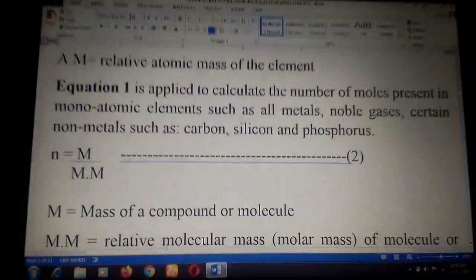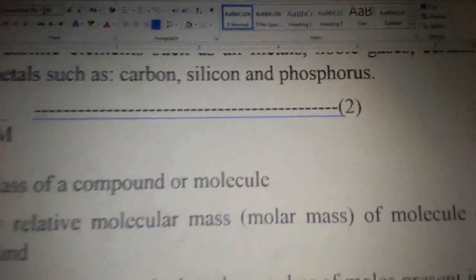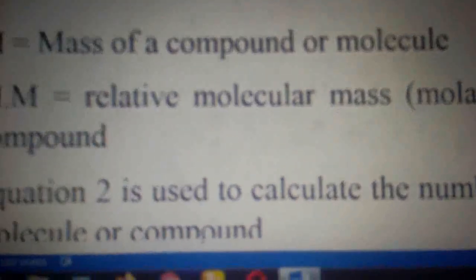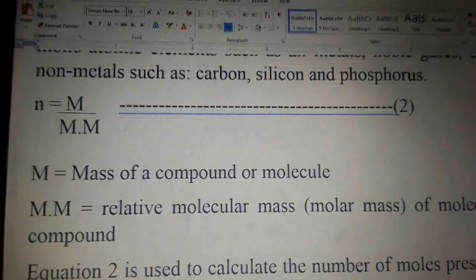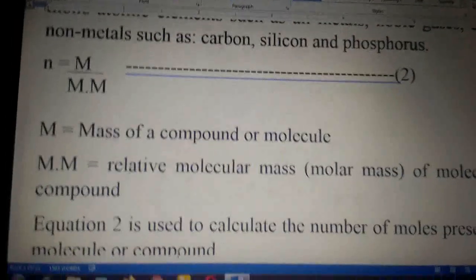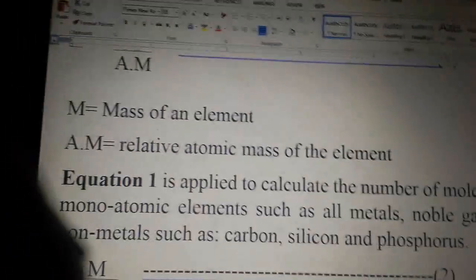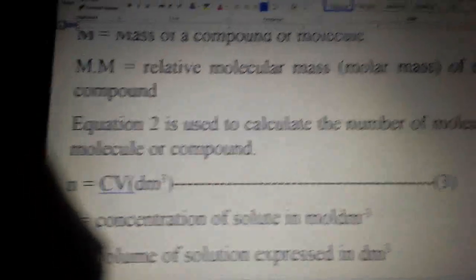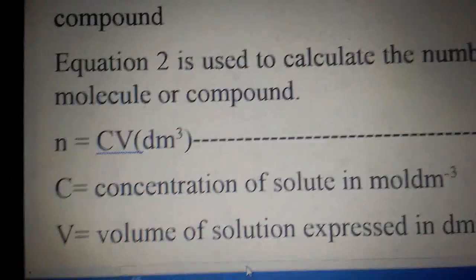Now look at equation 2. Equation 2 says number of moles is mass over Mr. Here m is the mass of the compound or molecule, where Mr is the molar mass or relative molecular mass of the molecule or compound. So equation 2 is used to calculate the number of moles of a compound or molecule, while equation 1, as we said before, you use to find the number of moles of a monoatomic element. So see the difference.